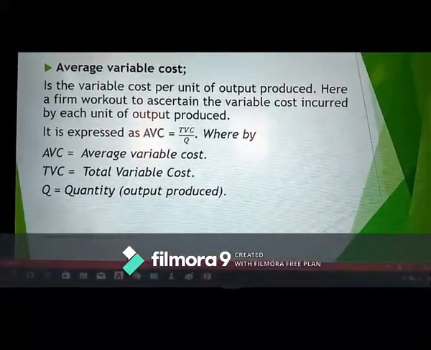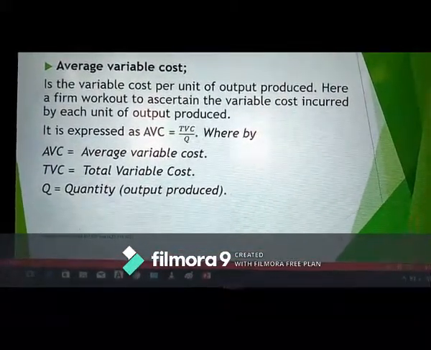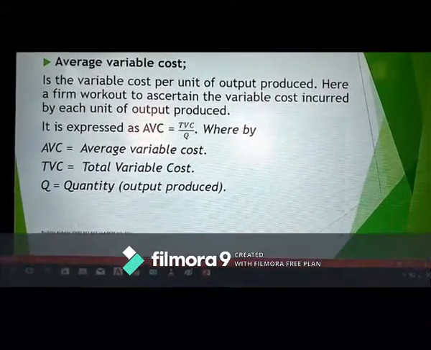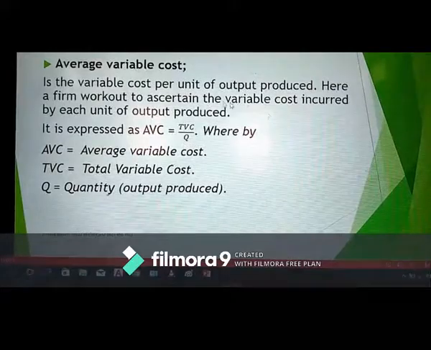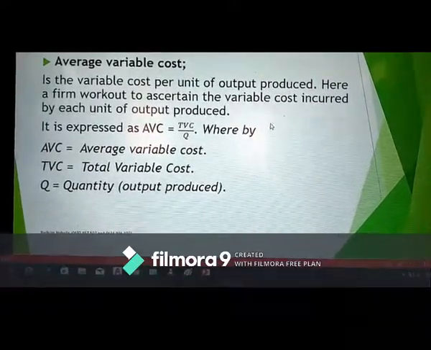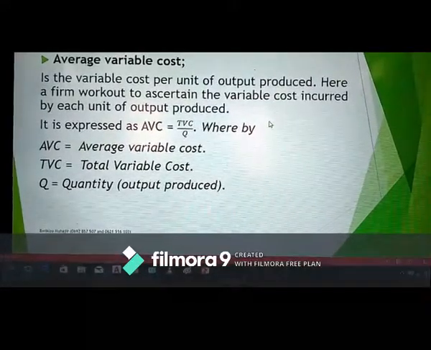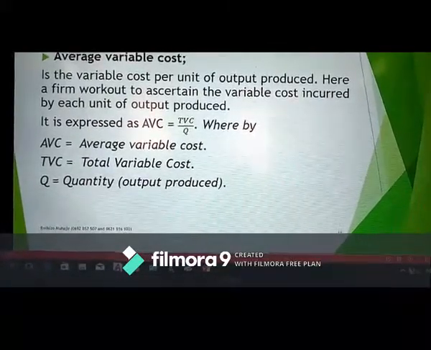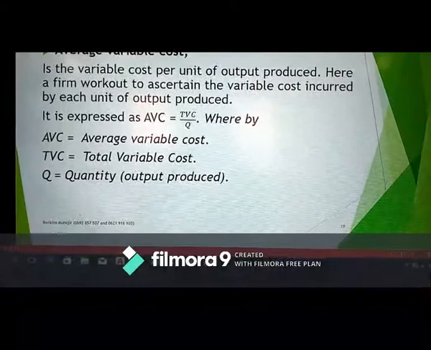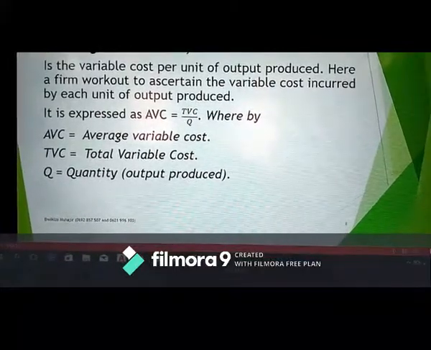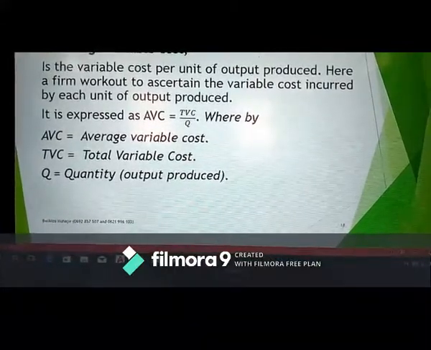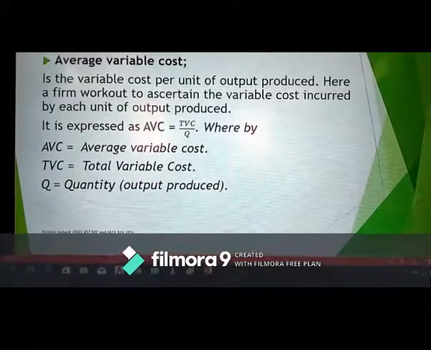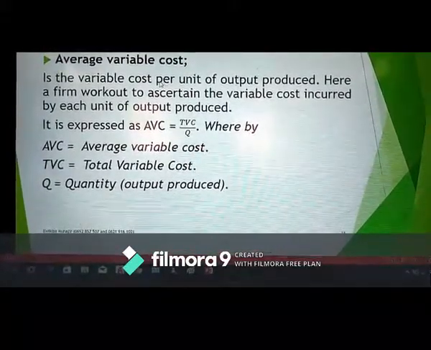Second is the average variable cost, which is the variable cost per unit of output produced. Here, a firm works out the variable cost incurred by each unit of output produced. It is expressed as AVC equals TVC over Q, whereby AVC equals average variable cost, TVC equals total variable cost, and Q equals quantity or output being produced.